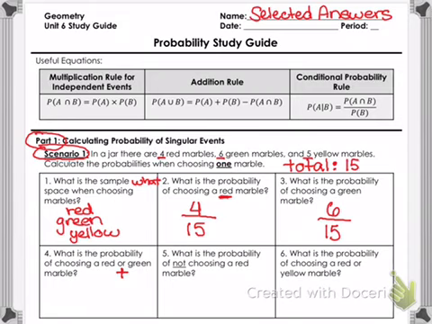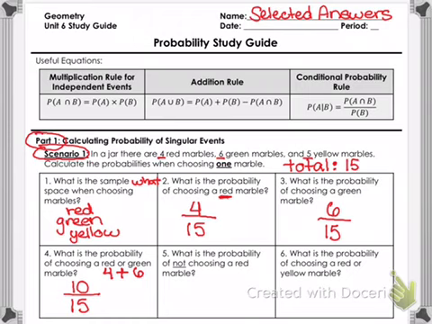So we know that there are 4 red marbles and 6 green marbles. So when we combine them, we have a shot of getting 10 out of 15 because there are 10 marbles that satisfy red or green.